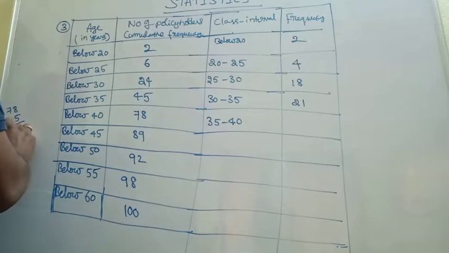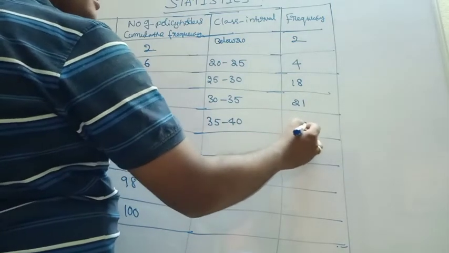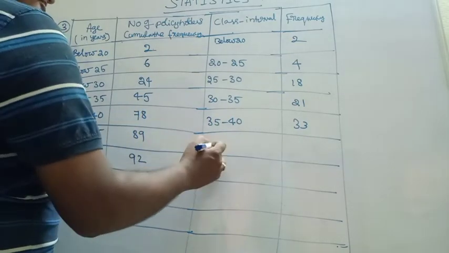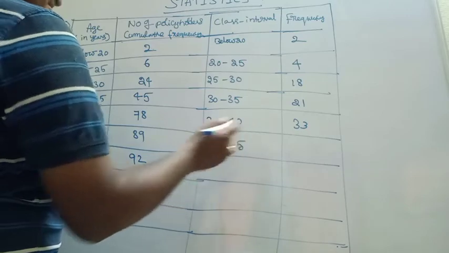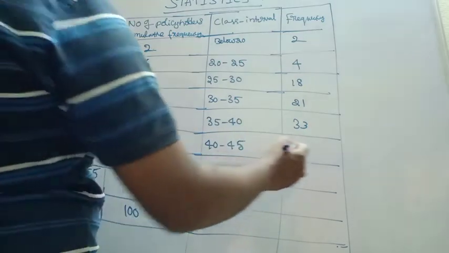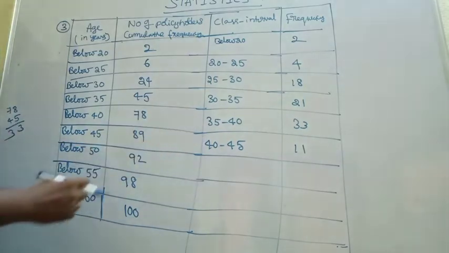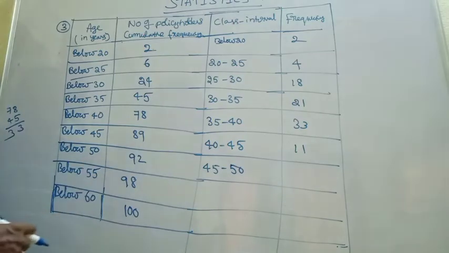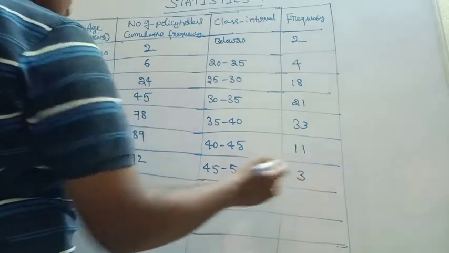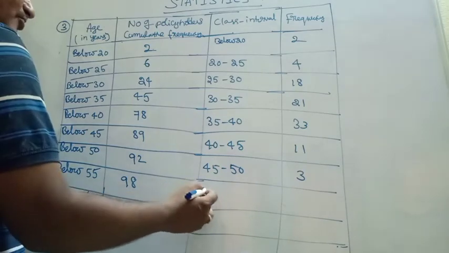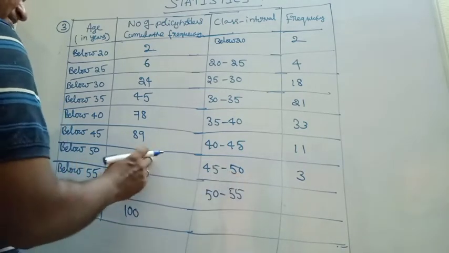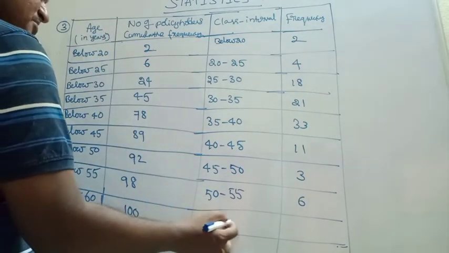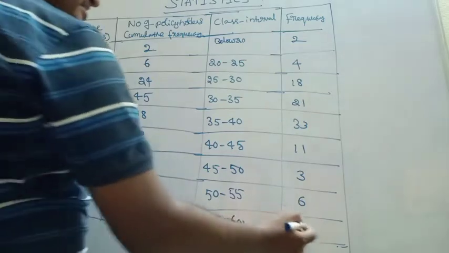That is 33. There are 33 policy holders in this range. Next we have 40 to 45: 89 minus 78, that means 11 policy holders. Next 45 to 50: 92 minus 89, that means 3 policy holders. Next 50 to 55: 98 minus 92, there are 6 policy holders. Next 55 to 60: 100 minus 98, there are 2 policy holders.